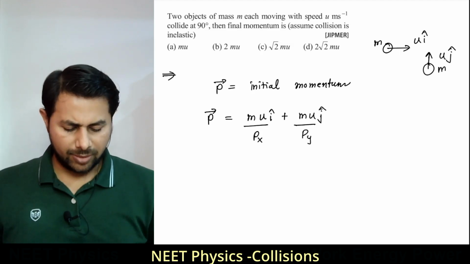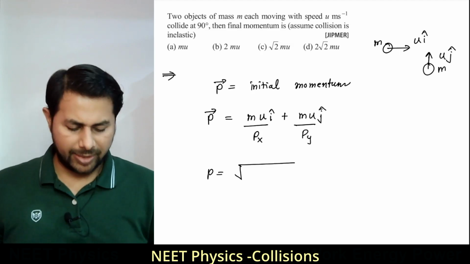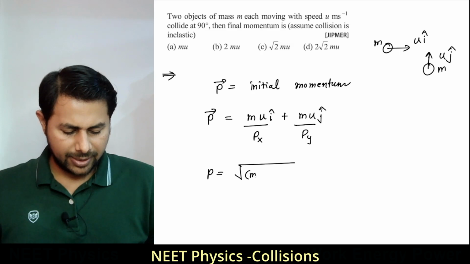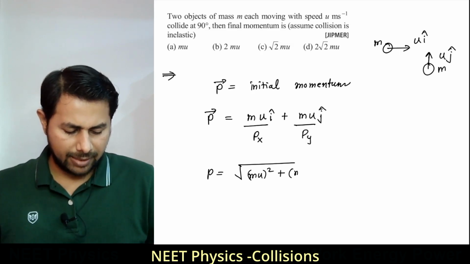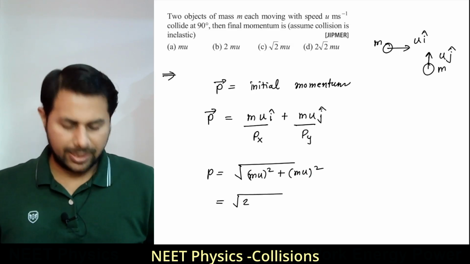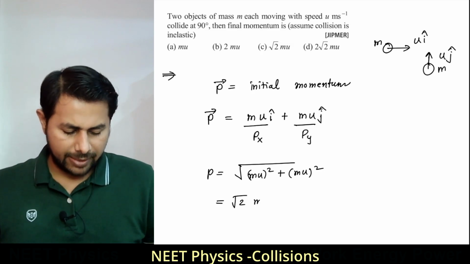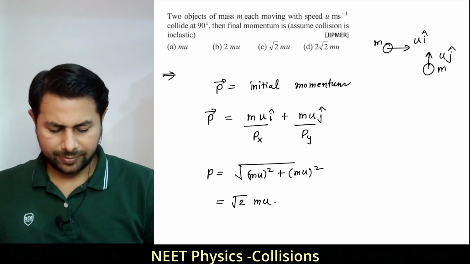Okay, therefore what will be total momentum? Square root of px square plus py square. Okay, that is square root of m square u square plus m square u square, and that is square root of 2 times m square u square. So just root 2 times mu. This is the answer.